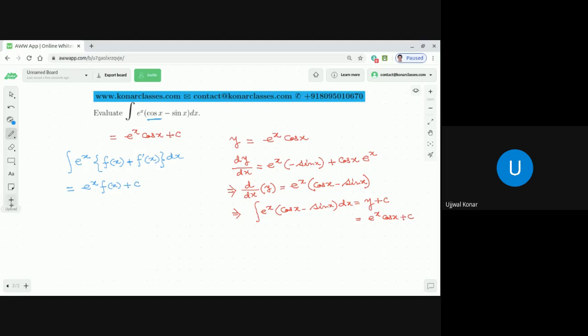Let's take another example. Suppose we get something like e power x into x square plus 2x dx. We see that the differentiation of x square is 2x. So we can write simply it is e power x into x square plus c. That's as simple as that. Got it? Okay.